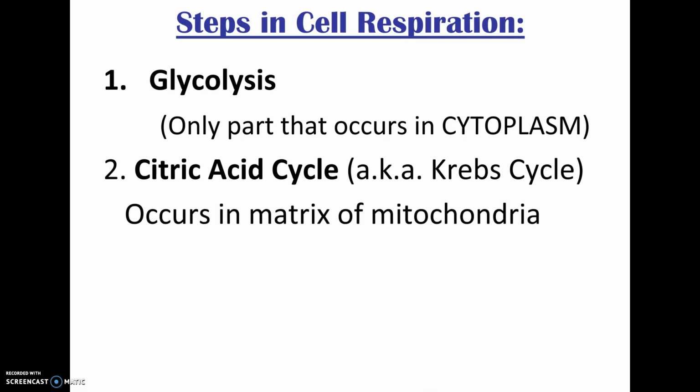It occurs in the matrix of the mitochondria, and this is actually going to come up on another slide, but I'll just do a real quick reminder. The matrix of the mitochondria is this center part right here, in here. So that's where the Krebs cycle or citric acid cycle is going to happen.